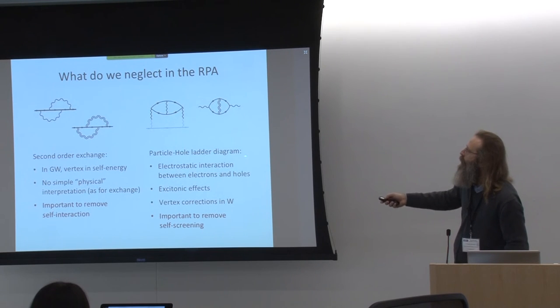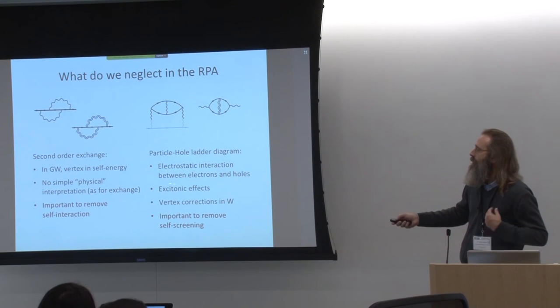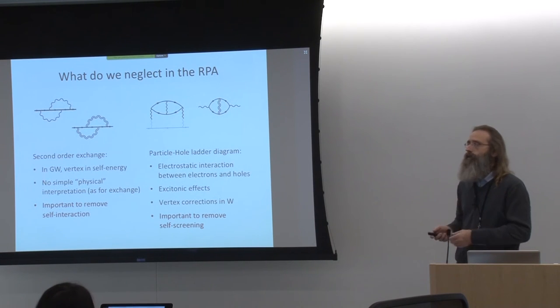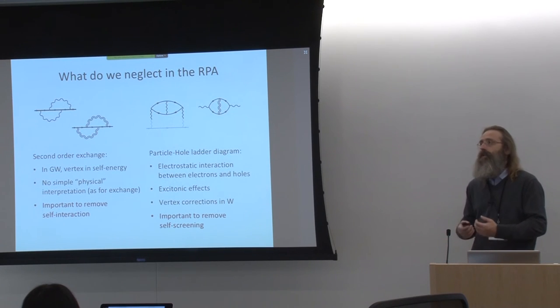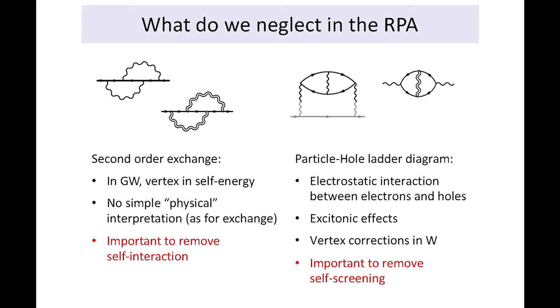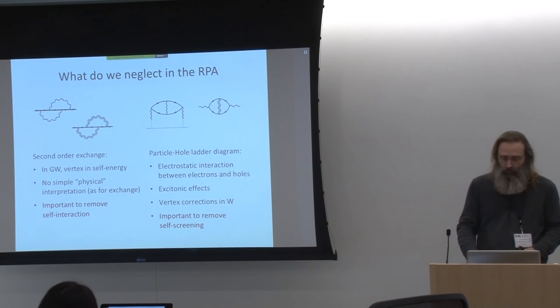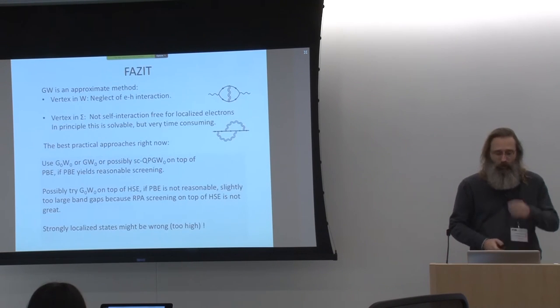And these particle-hole diagrams or ladder diagrams capture the electrostatic interaction between these electrons and holes that are created, and those are these excitonic effects. Another buzzword that you will often hear is the so-called vertex corrections in W. What they do is they remove self-screening. There's an energetic contribution in the self-interaction, and our electron that travels through the system in RPA also screens itself, which is not correct, obviously. So those are the things that are neglected in the RPA, and that works well in connection with density functional theory, Kohn-Sham orbitals and eigenenergies, but not so well if we go beyond.